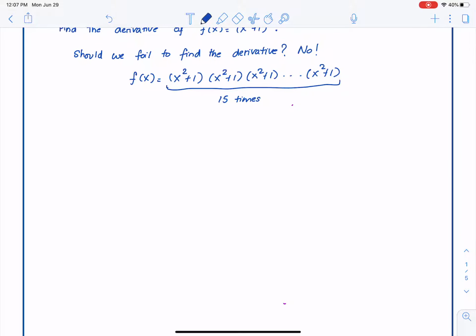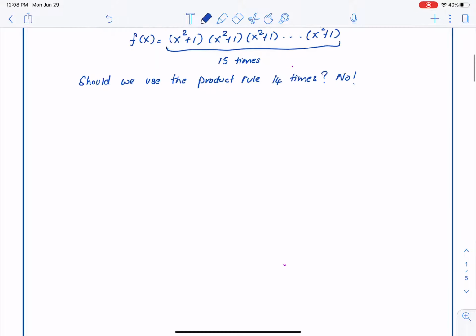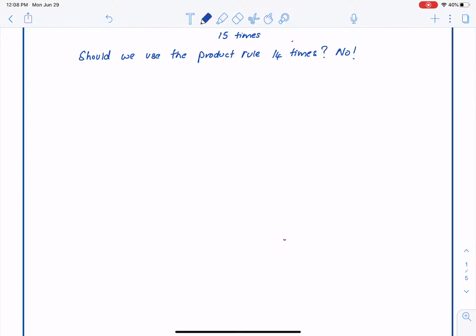Should we use the product rule? 14 times. The answer is no. It's going to take a long time. So what do we have to understand here? This goes back to composition of functions.